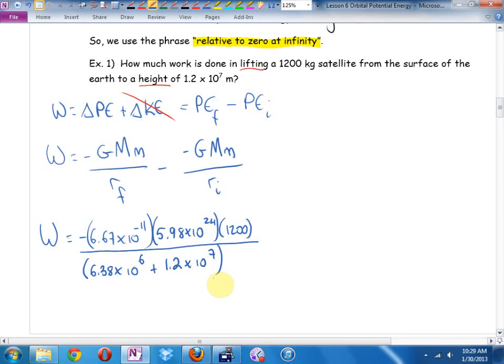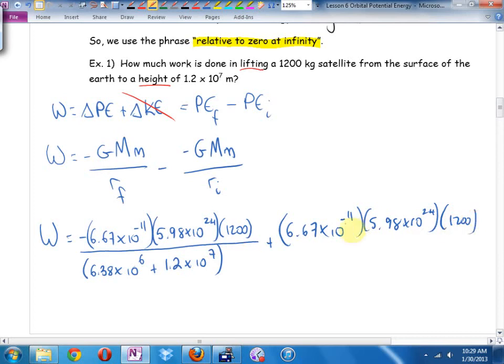What'd you say the middle is? Don't reach for your calculator yet, Diana. What'd you say the middle is? Trust me. What's the minus minus? Plus. And then it's going to be 6.67 times 10 to the negative 11. Don't go for your calculators yet. 5.98 times 10 to the 24th. I got some tricks I want to show you.